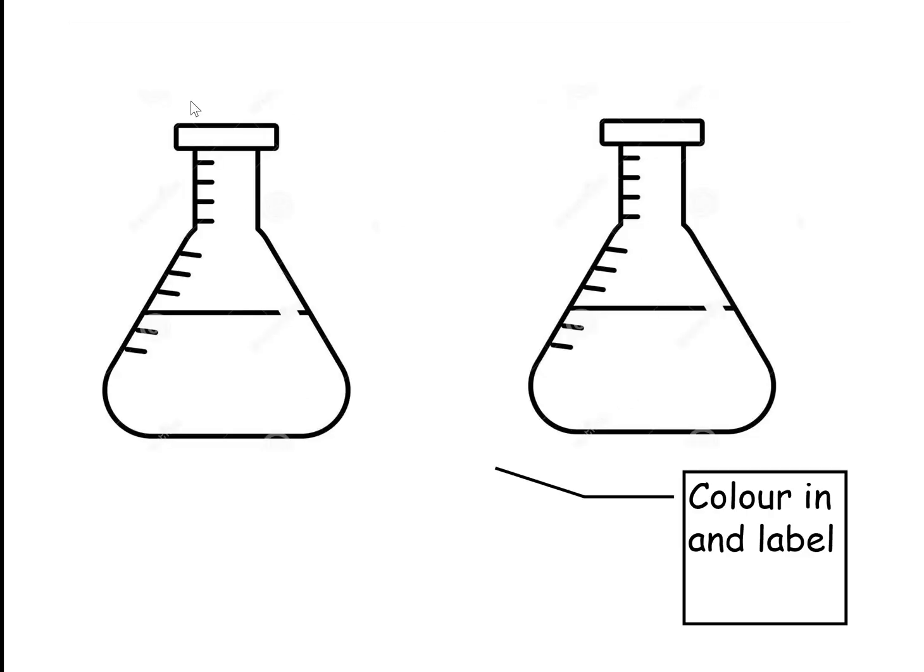So before we go through the table, at the top of it you've got these two flasks. I want you to label one as an acid and one as an alkali and colour them in the colour the litmus goes. So pause the video quickly while you do this. Now, hopefully you coloured one in blue and labelled that alkali. It doesn't matter which way round you label them.